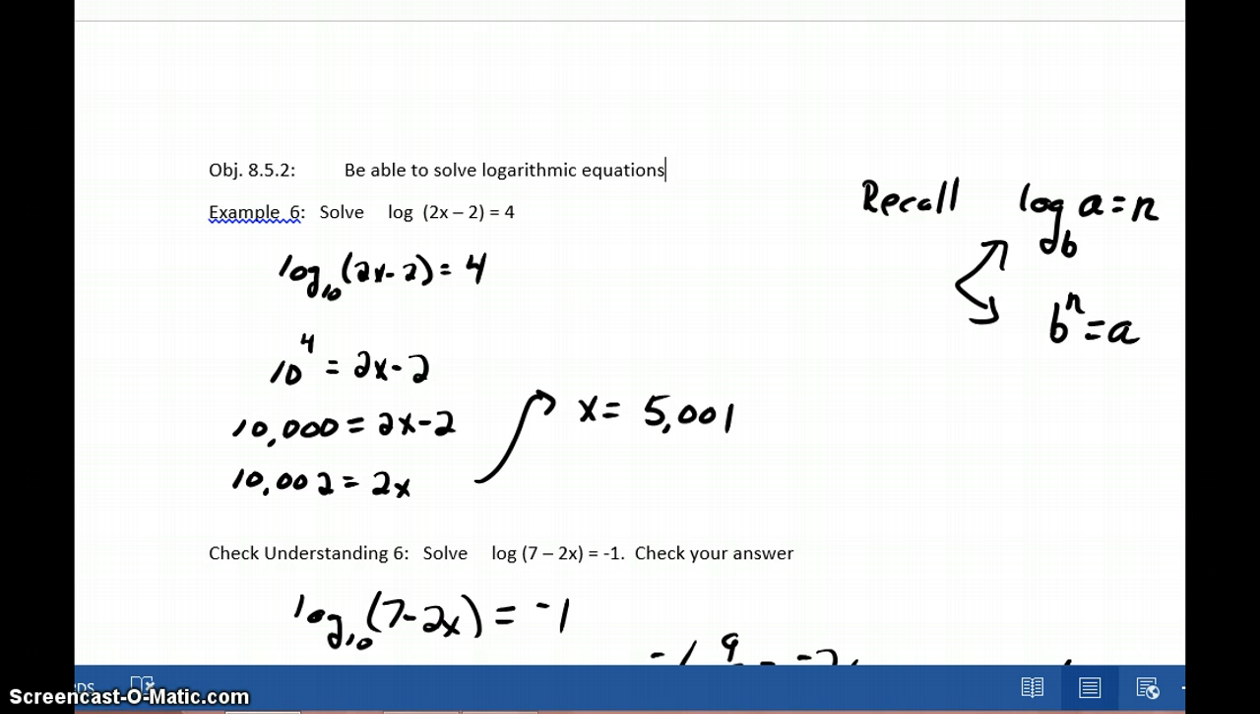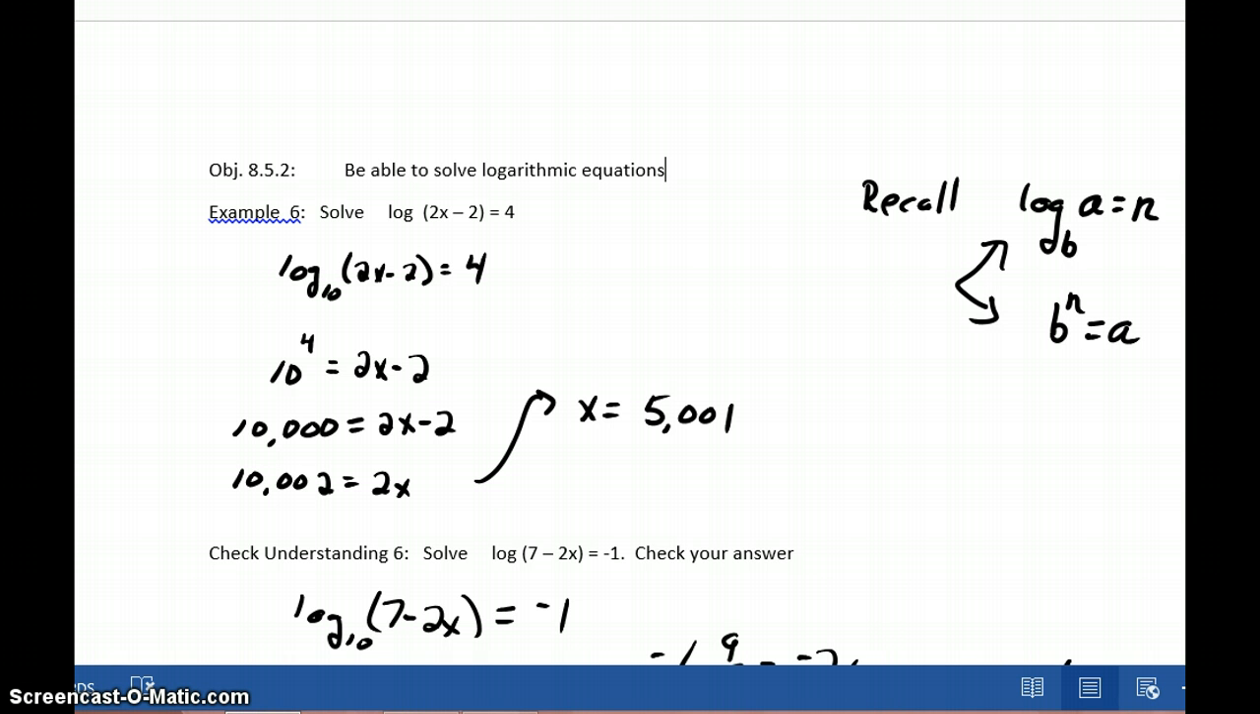So on the right, I need you to recall that log base b of a equals n. That's its logarithmic form, but if I change it into its exponential form, I have b to the n equals a. So we have to be able to go fluidly between the two. If we ever get stuck in one form and we need to solve that problem, we can quickly put it into the other form, and that might help us solve the problem.